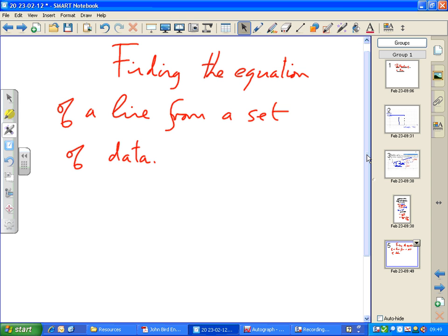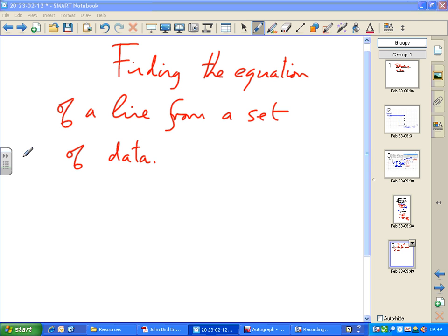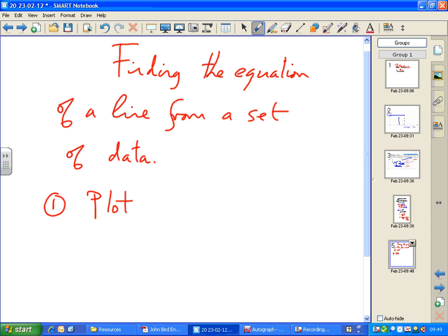And we'll write it as a series of steps that we can follow. So the first step, plot the data on a graph. What sort of things do you need to consider when you plot data on a graph? Yep, set a scale. So if you're setting a scale, what sort of things do you consider?